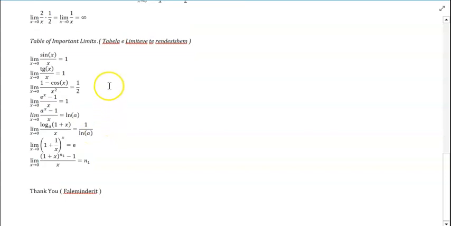Okay, I've written 8 most important limits that are called the table of important limits, right there, without which we cannot solve most of the limits problems. First one is the limit when x goes to 0 of sine of x over x, and that goes to 1. All the limits are when x goes to 0. We have the tangent of x over x is equal to 1. The limit again with 1 minus cosine of x over x squared is equal to 1 over 2.